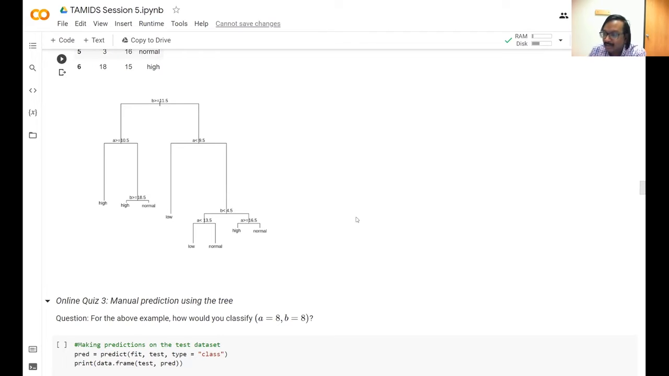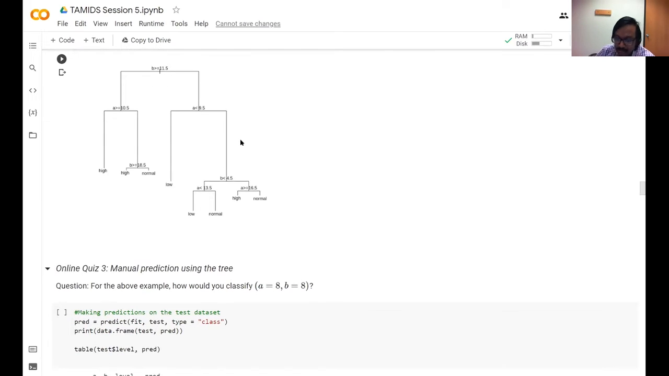All right. Thank you for your participation. I'm going to end the poll now and share the results. And let us try to understand how to work through the tree and how to come to a decision based on this tree.